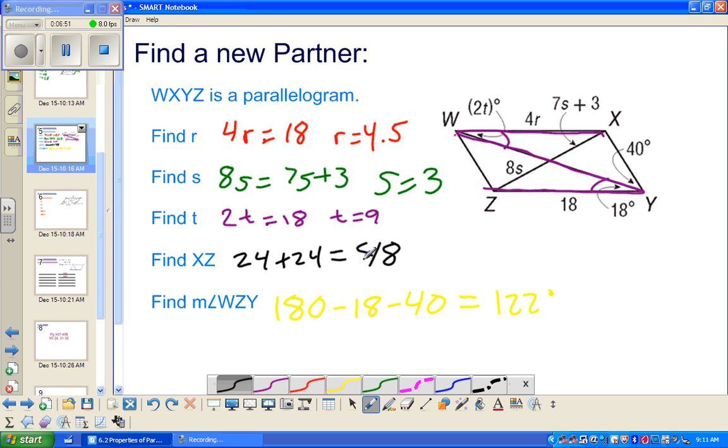Then you've got XZ, that's this whole diagonal. You already solved for S. 8 times 3 is 24. Remember, these are congruent, so 24 plus 24 is 48.